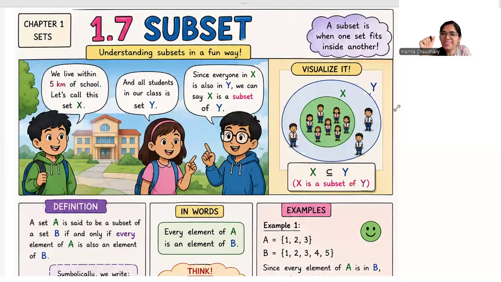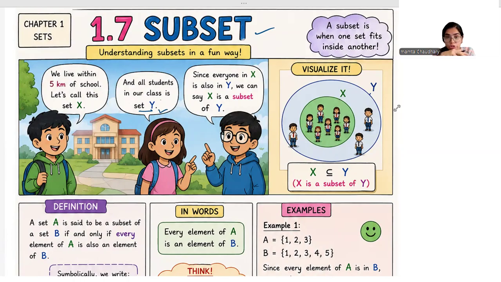Hello everyone. In today's video, we are going to learn about subsets. What is a subset? Let's consider a situation. Let's consider a case where we are taking your whole class. Let's suppose that is set Y. It means all the students of your class is set Y.